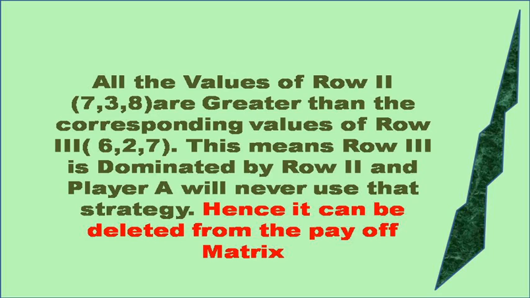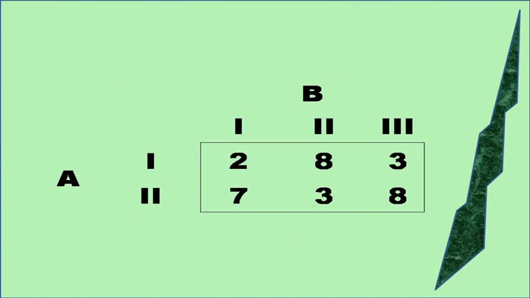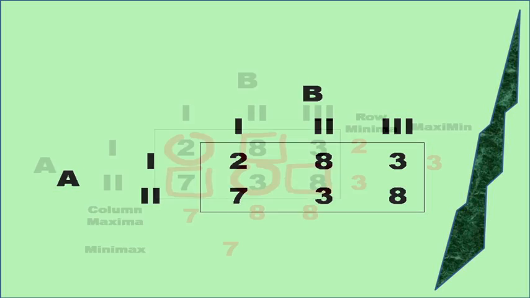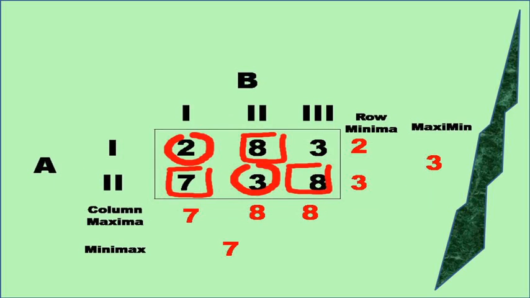So now we have a reduced payoff matrix. Our payoff matrix is now a 2 by 3 matrix instead of a 3 by 3 matrix. We have 2 rows and 3 columns, as we have deleted row 3. Now again let us see whether this has a saddle point or not. Again we encircle the row minimas, that is 2 and 3, and the column maximas, that is 7, 8 and 8, and maximin is 3, minimax is 7. Again we do not have a saddle point.